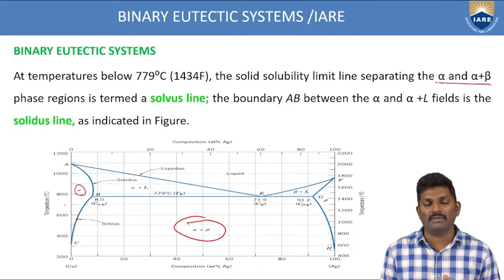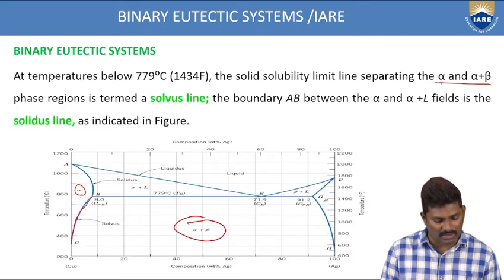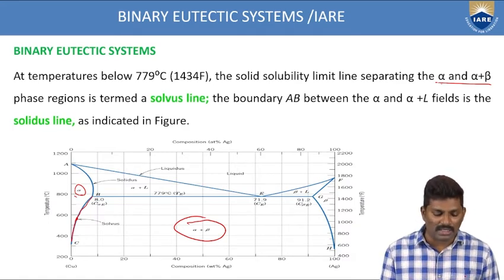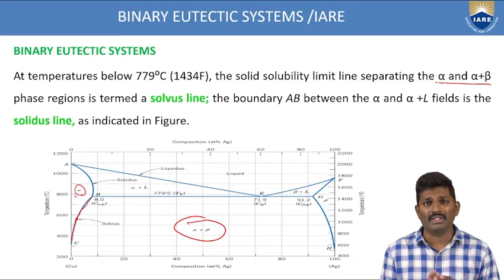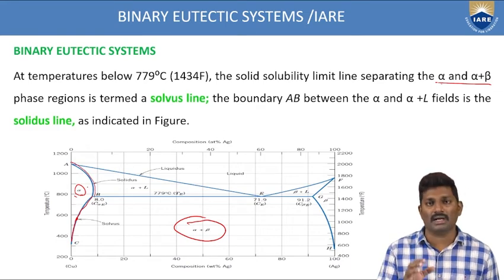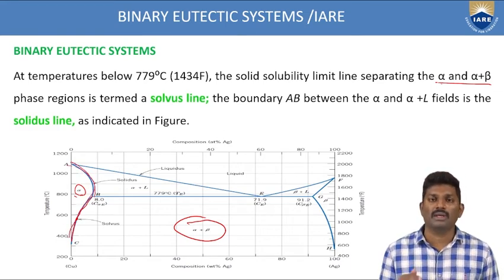Wherever the line is separating the two phases alpha and alpha plus beta, this line is called the solvus line. It is exactly separating these two zones, alpha and alpha plus beta. Similarly, the boundary which is separating alpha and alpha plus L is called the solidus line. So in this boundary, we have two lines: one is the solvus and one is the solidus line.